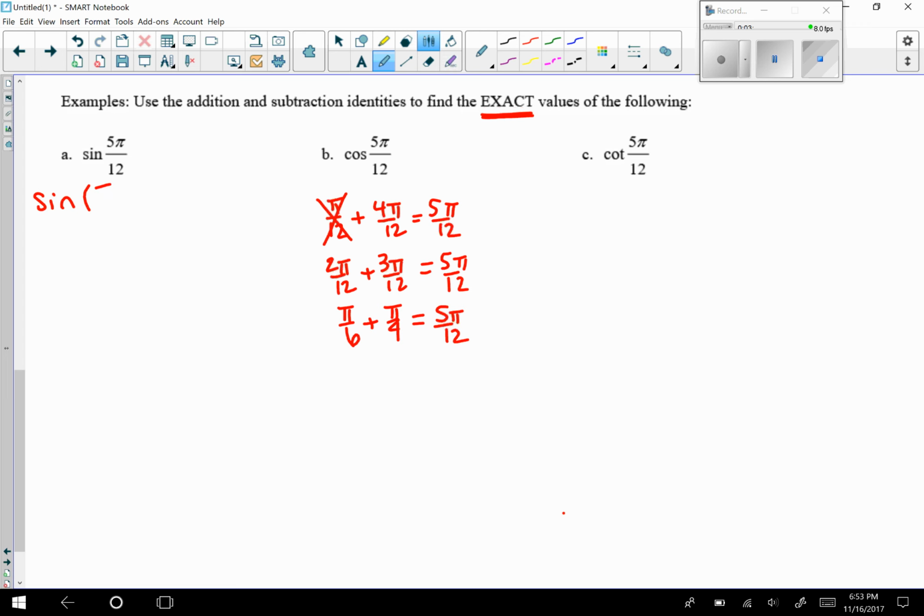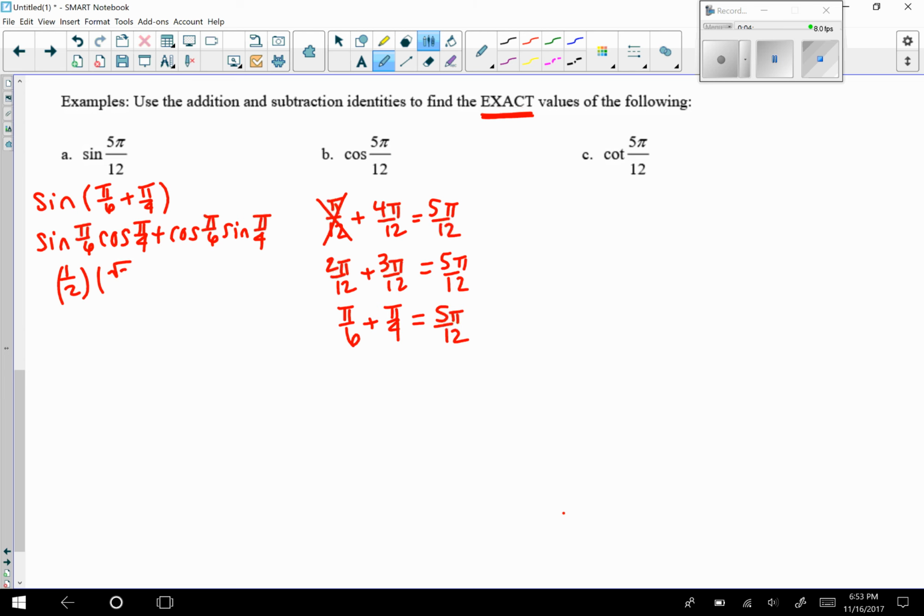So we're going to do the sine of pi over 6 plus pi over 4, and plug that into our identity. So the sine of pi over 6 times the cosine of pi over 4 plus the cosine of pi over 6 times the sine of pi over 4, and that's just using our addition identity for sine. And now we're going to use our unit circle, so the sine of pi over 6 is 1/2.